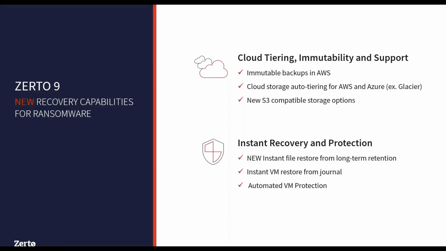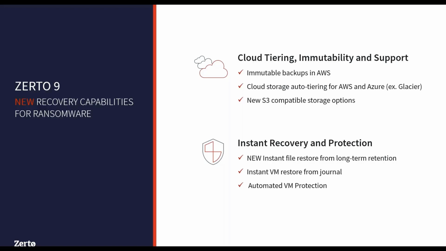We've added support for cloud tiering and immutability to Zerto 9. That means we support immutable backups in AWS S3. We have added cloud storage auto tiering for all of our public cloud targets, being AWS S3 and Azure Blob Storage. And we've added support for new S3 compatible options. Now, that's great for storing my backups on the most efficient target, but there's more.